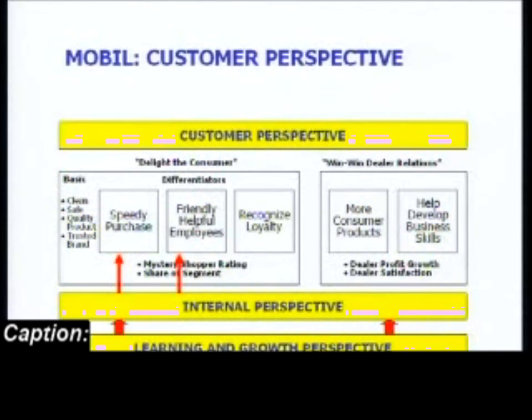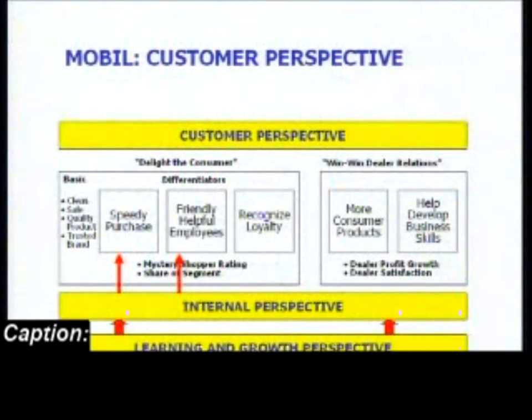For example, the ability to pay for gasoline at the pump by credit card, to ensure that the pumps were comfortable and protected from the weather, with friendly and helpful employees, and to recognise customer loyalty, and to establish a win-win dealer relationship so that both the gas station dealers and Mobil benefit from greater profitability with more consumer products, and to help develop business skills.